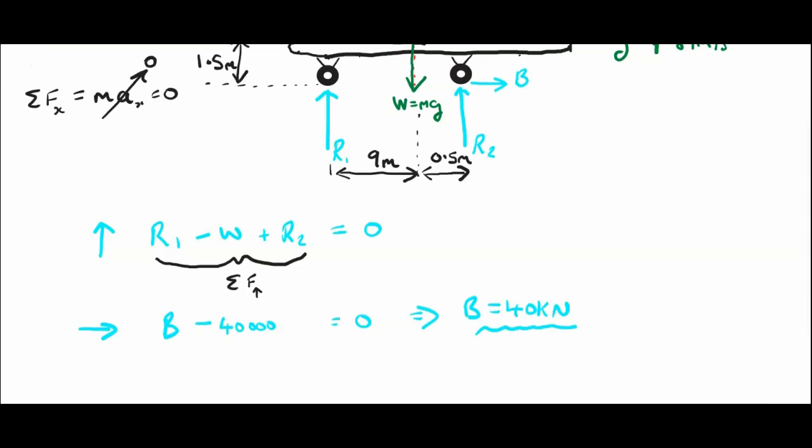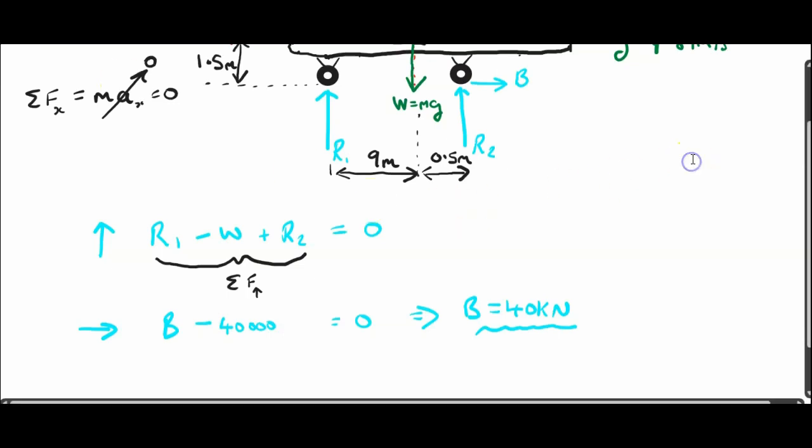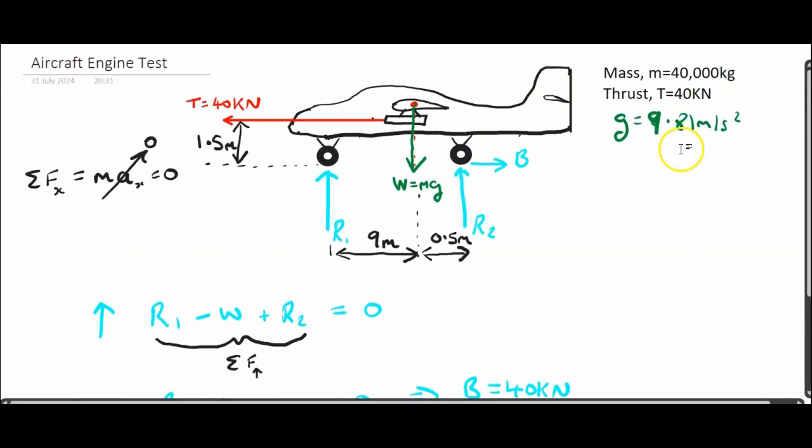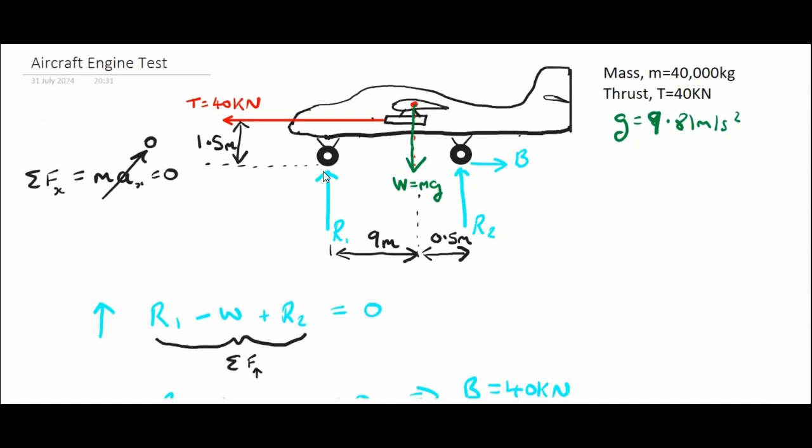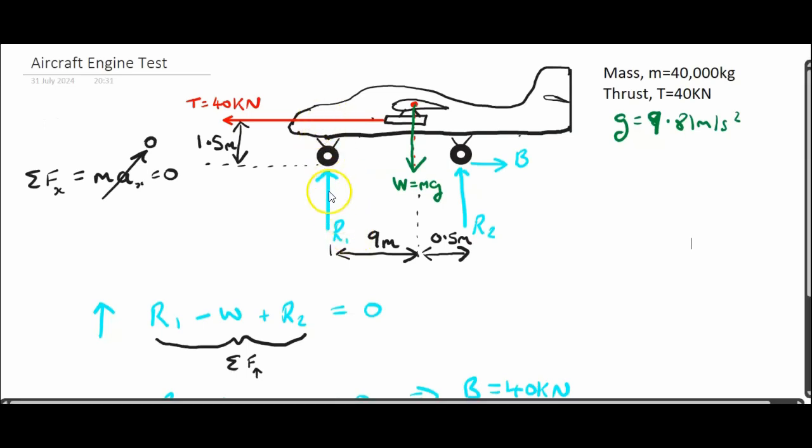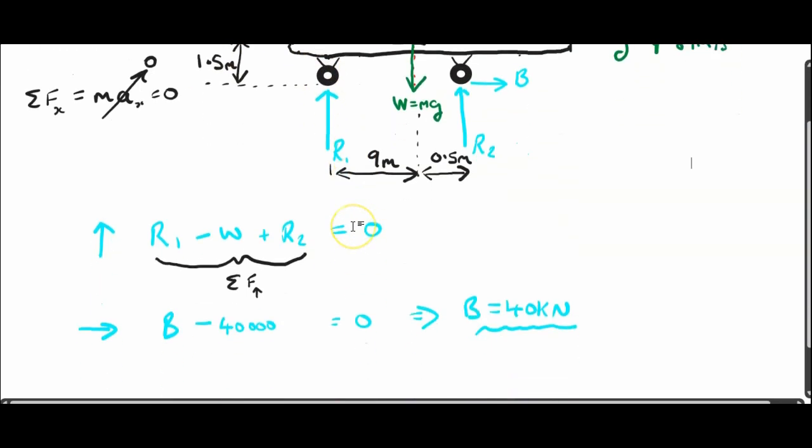Now we're going to have to do some moments to get another equation out of this. So you can take your moments about any point you like in principle. If you are clever about it, then you should take your moments about a position at which one of your unknown forces acts. So our unknown forces act at the main wheel, the front wheel and the back wheel. So if I take moments about the front wheel, that would eliminate the R1 from the equation. So I'm going to do that.